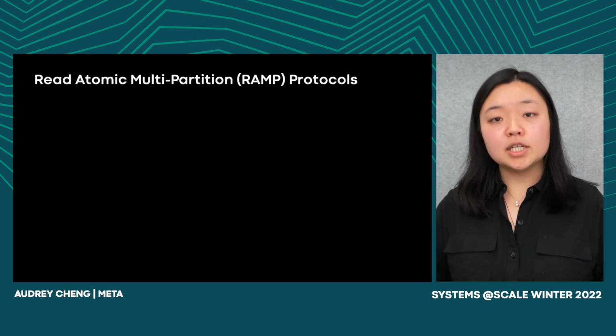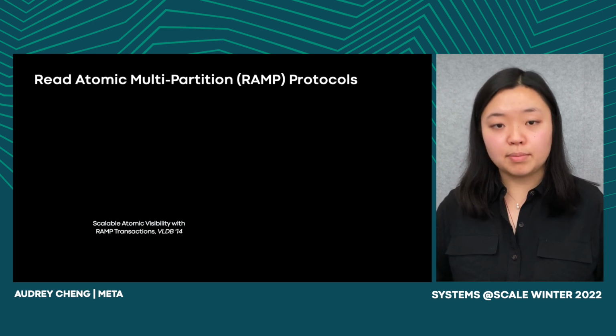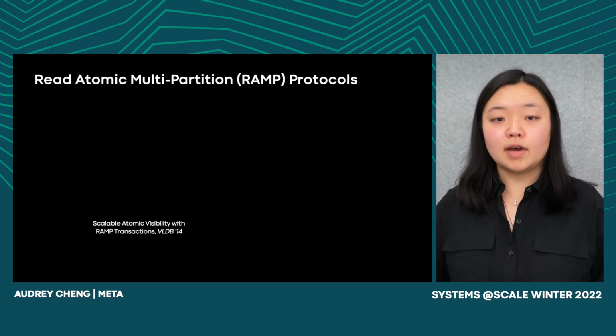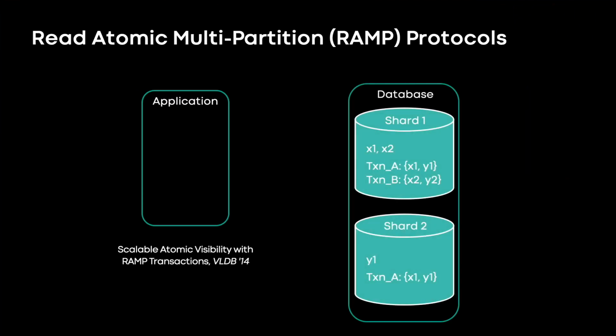So the RAMP, or Read Atomic Multi-Partition, protocols are ones that ensure atomic visibility, and they operate in 3 stages. There are more details in a VLDB 14 paper on this, but I will give a brief overview of how they work. So let's say we have an application in a database, and here we have two keys, X and Y, and they're stored on different shards. We also store the write transaction set for each key. So here we have transaction A that's written X1 and Y1, and transaction B that's written X2 and Y2.